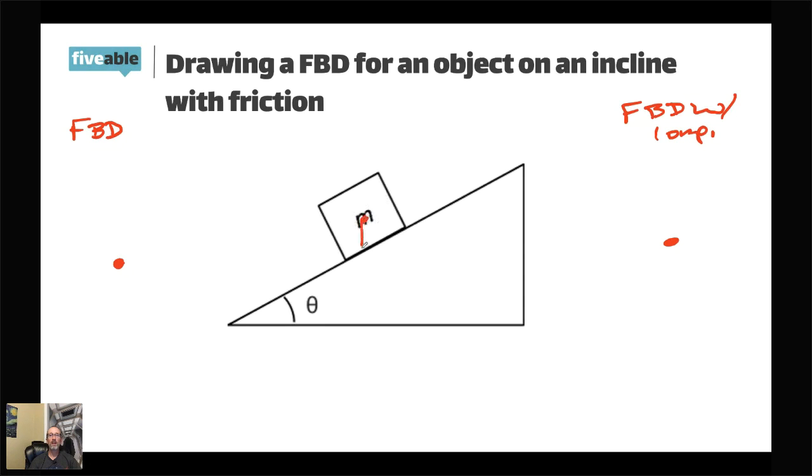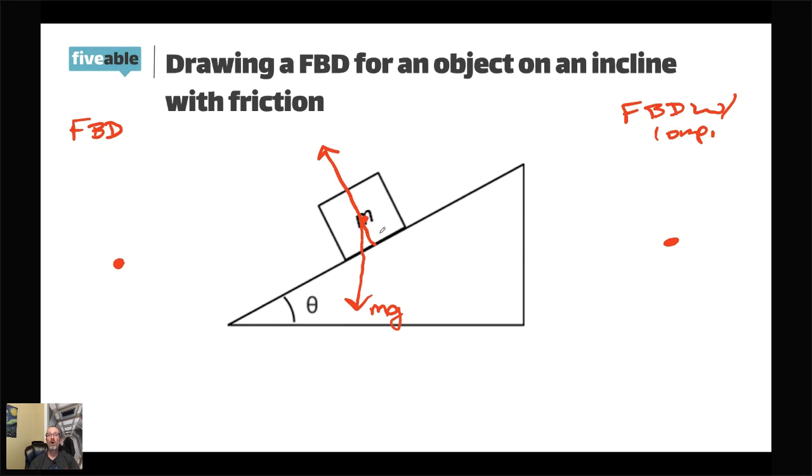So we're going to draw a line straight down. That line, remember, is going to be mg. So that's super easy. The second line that we're going to draw on this is the normal force. The normal force, remember, is always at 90 degrees from the surface.